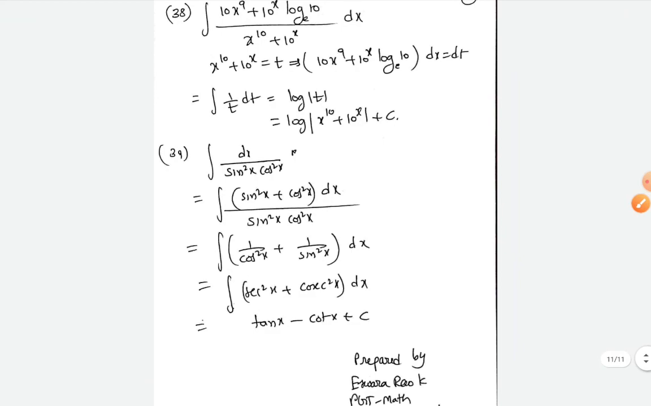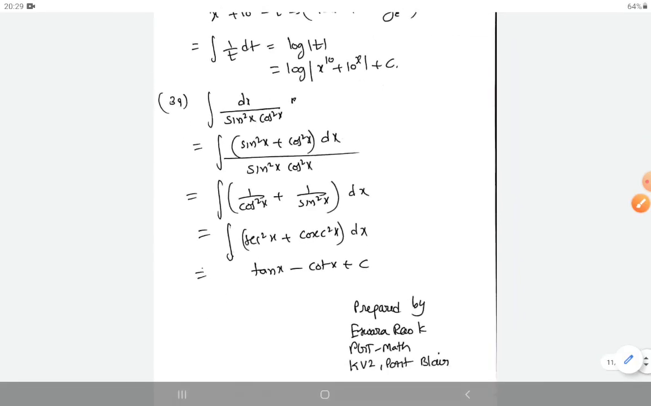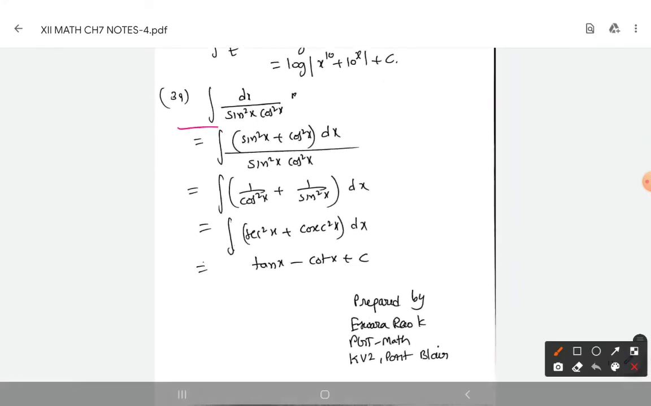39th question, see the 39th question. What is the 39th question? Integration of dx by sin square x into cos square x. And see that if you feel the given question is an MCQ question, in the board exam they may ask it as a 2-mark question also. So try to answer the MCQ questions also with a detailed solution.